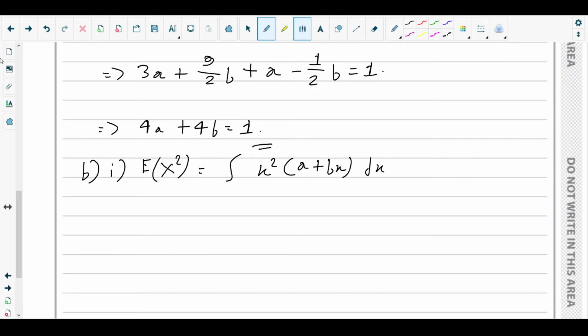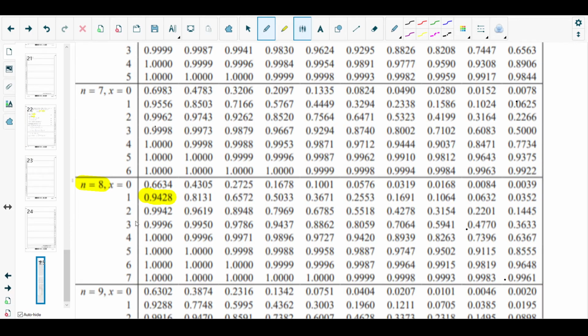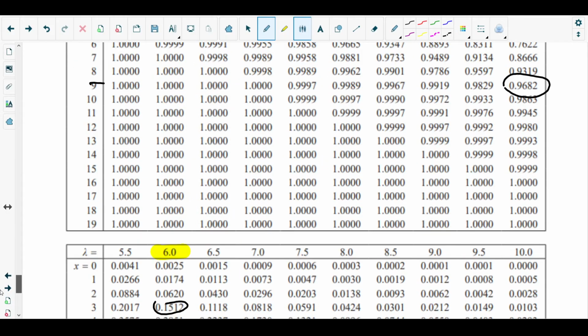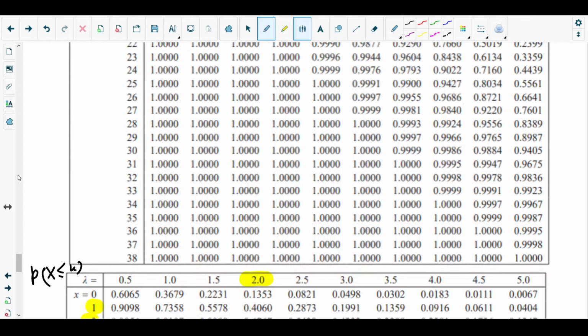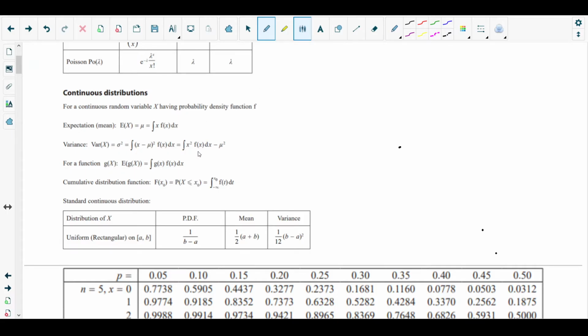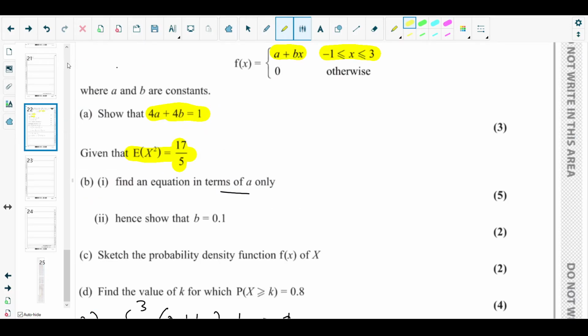How do I know that this should be x squared? You can check it in the formula booklet. You don't need to memorize it, it will definitely be given in the formula booklet, so no problem if you don't know that. Let me show you. It should be at the beginning. Yeah, here, look. We don't need the variance, we need the expectation. E of x is x times f of x, right? So for E of x squared, in place of x it should be x squared. So it should be x squared times f of x dx.